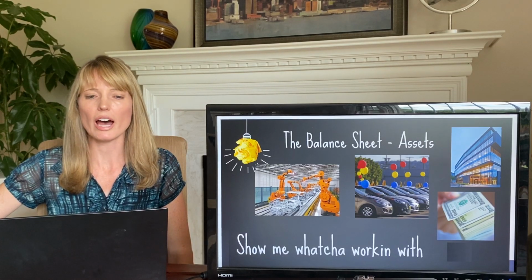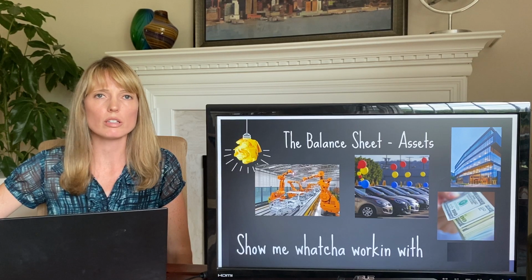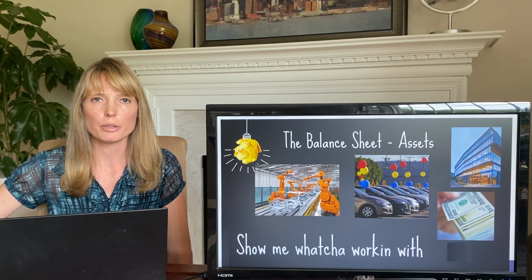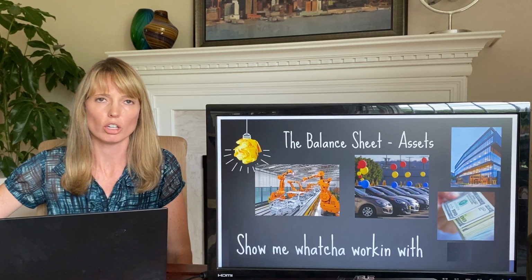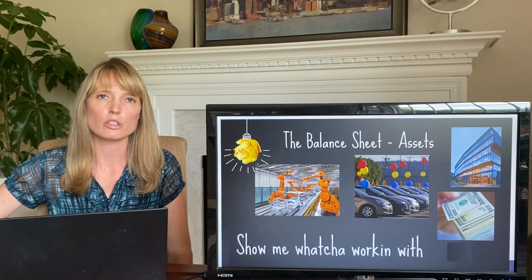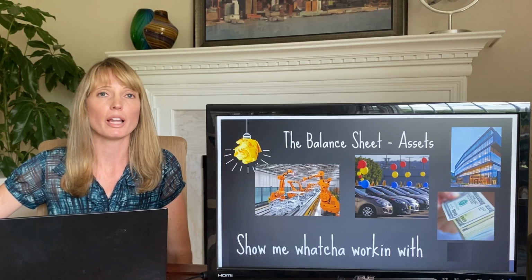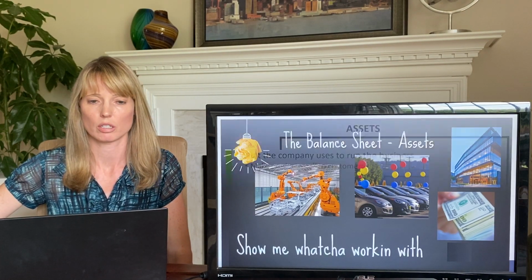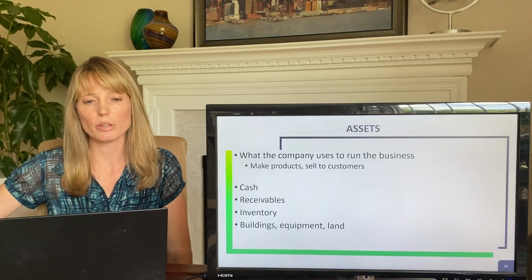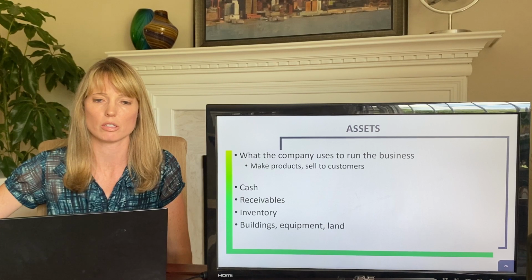Here's the asset section of the balance sheet. The asset section is, what is the company working with? They want to produce income. What are they working with to produce that income, to generate the sales and the income? Primarily, we're talking about the cash, the inventory, the work in process, the raw materials, the finished goods. We're talking about their plant, property, and equipment, and maybe they have some intangibles. So assets, what is the company using to run its business, make its products and sell to the customers?